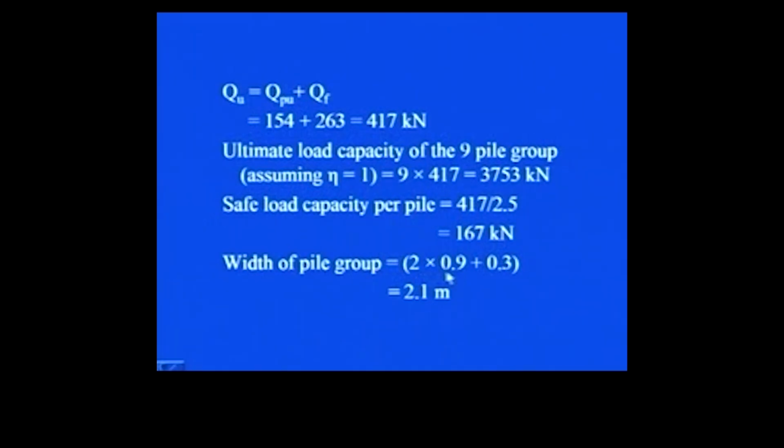That is 2 into 0.9, which is the spacing, because you have seen that it is 9 piles put in square form. So there are 3 piles in each row and there are 3 rows of that kind. So the width of the pile group will be, since there are 3 piles, 2 times the spacing plus half of the diameter from one side and half of the diameter from another side, so that will become one diameter. So that I am adding here. This will result into 2.1 meter.